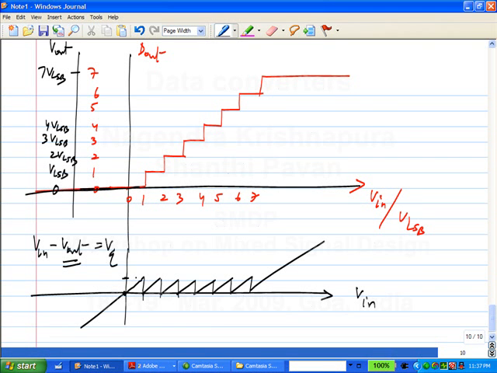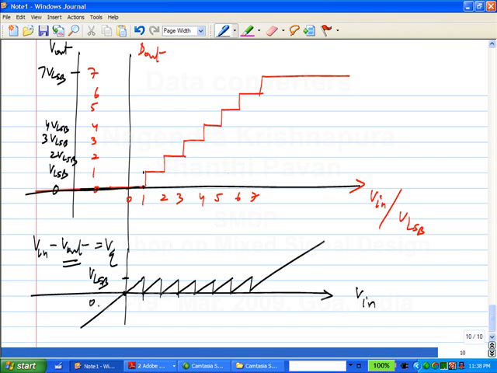See, when it is just below 1, the input is almost VLSB, and the output is 0. So the maximum value is VLSB. The only difference is before it was going from minus VLSB by 2 to plus VLSB by 2. Now it is going from 0 to VLSB. That's why I said there is no fundamental difference.